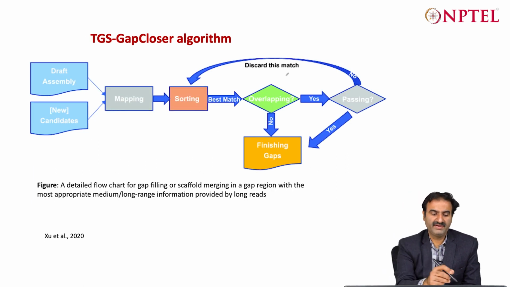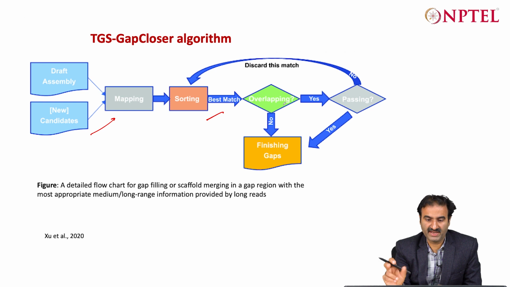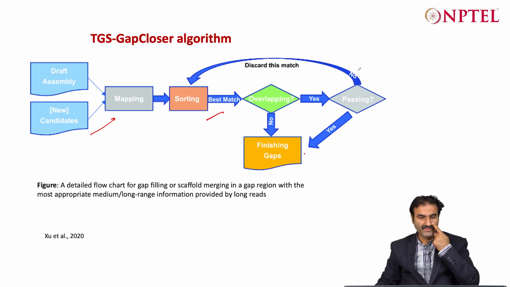Then the new candidates that we have got, we will again map on the genome. There could be multiple new candidates also. We will sort them according to the best match. If they are overlapping and they are within the region of our interest, the gap, we will select those. Then we will see whether they are passing the filters of the threshold that we have kept. If yes, we will use that for finishing the gap. If they are not overlapping, we will be rejecting them, of course. If they are not passing the filter, they will go back and maybe be used at some other place, and like that. So this is how the gaps are closed by the TGS gap closer.